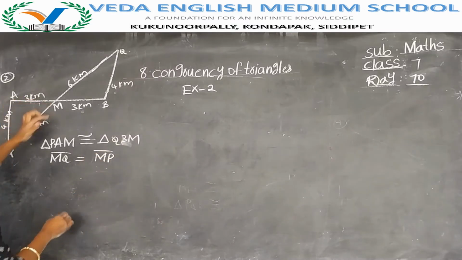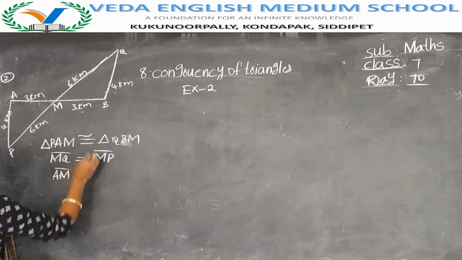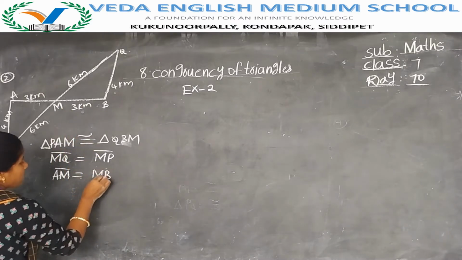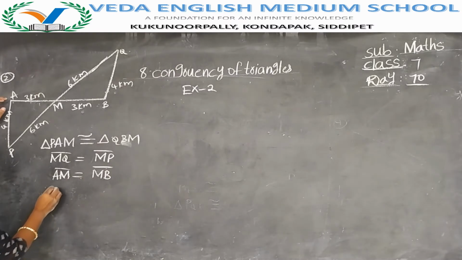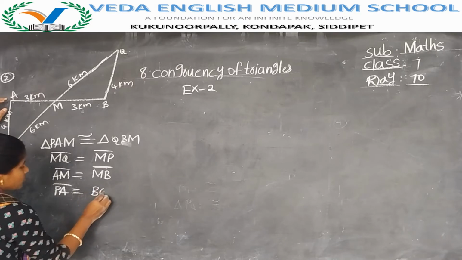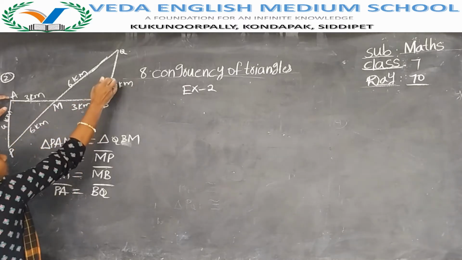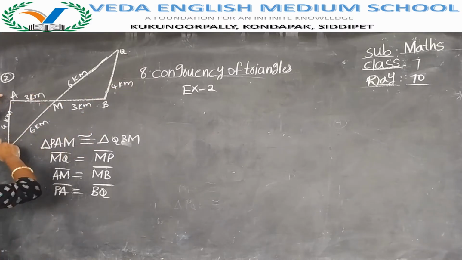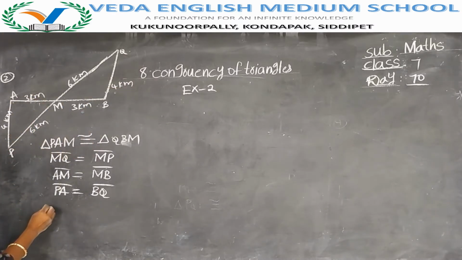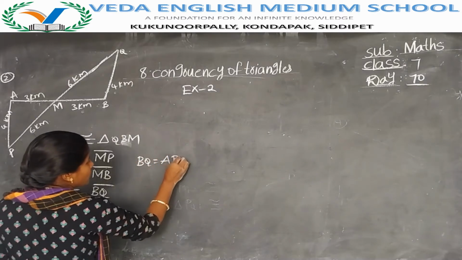Then line segment AM is equal to line segment MB. Then line segment PA is equal to line segment BQ. Now in the question they are asking what is the distance from AP. Now BQ and PA are equal. If the distance of BQ is 4 kilometers, then AP is also 4 kilometers. So here you have to say BQ is equal to AP, that is 4 kilometers.